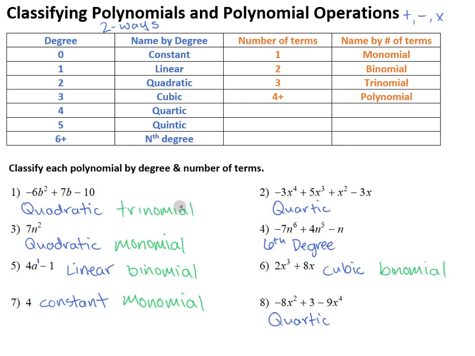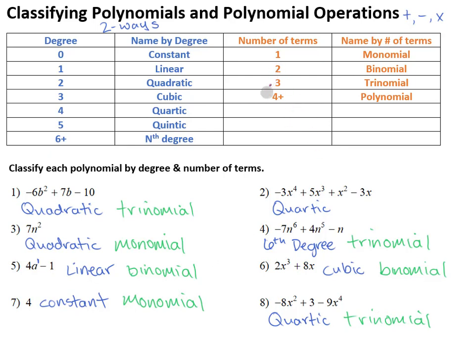Okay, number 4 is a 6th-degree trinomial, has 3 terms. Down here, this also has 3 terms. This is a quartic trinomial.